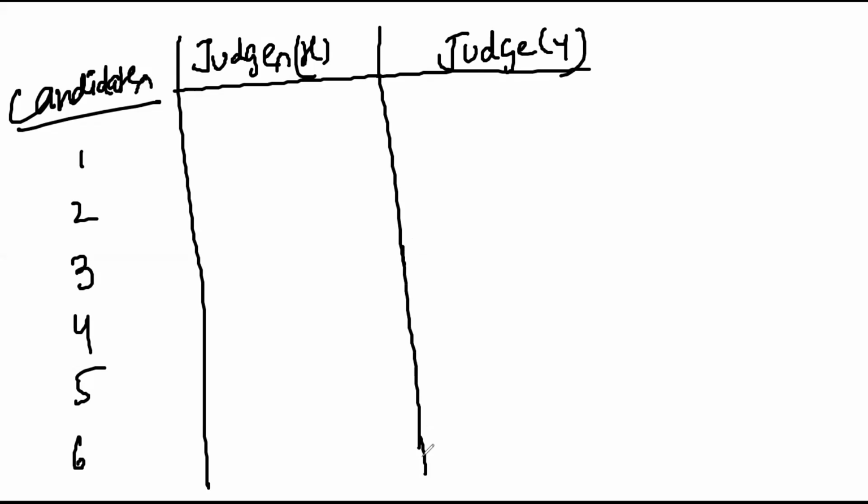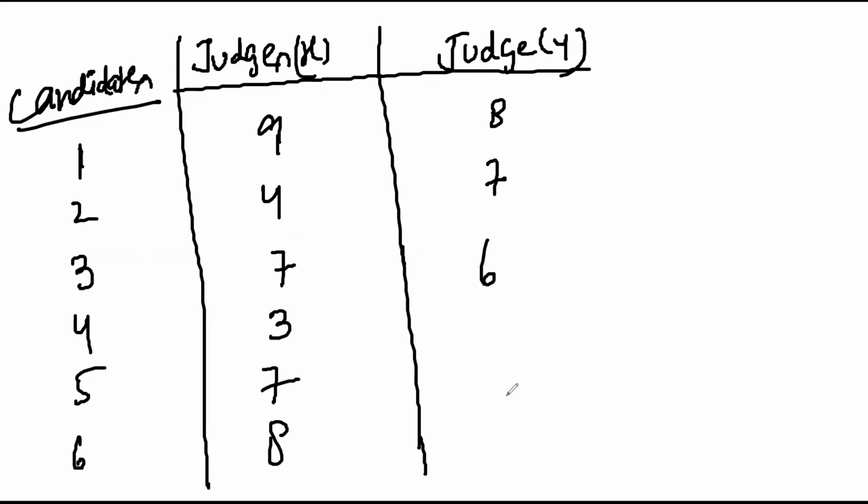So let's assume some situation here. Suppose for the first candidate they gave 9, for the second 4, then 7, then 7 again, and 8. This is not ranking, these are the marks out of 10. You can easily understand this. For the second judge, they also gave marks out of 10: 8, 7, 6, 5, 9, 6. Okay. Now, what is the next step?